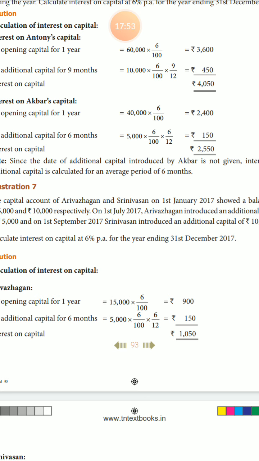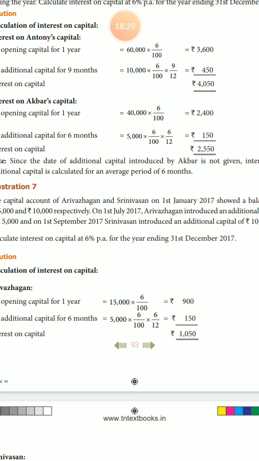Next one, on additional capital. Which month did Arivalagan introduce additional capital? 1st July 2017. July, August, September, October, November, December. How many months? 6 months. 1st July means the starting month.